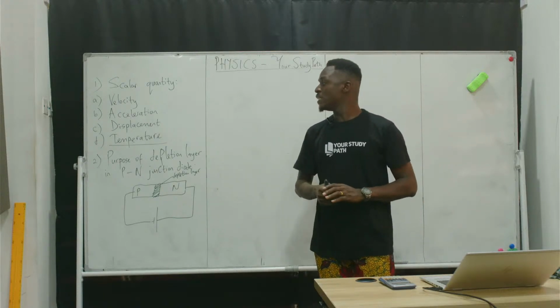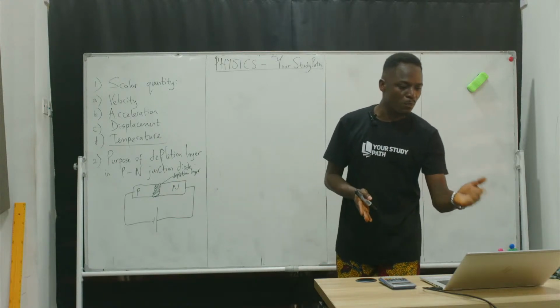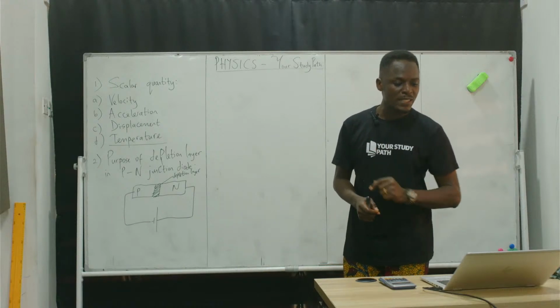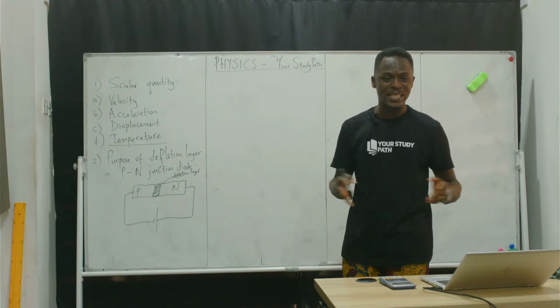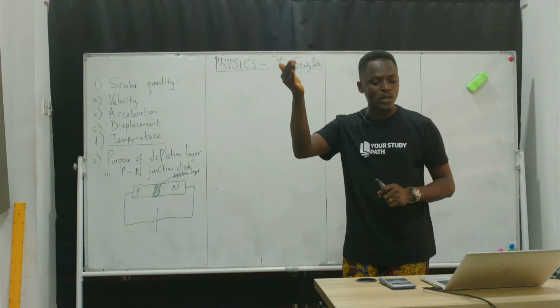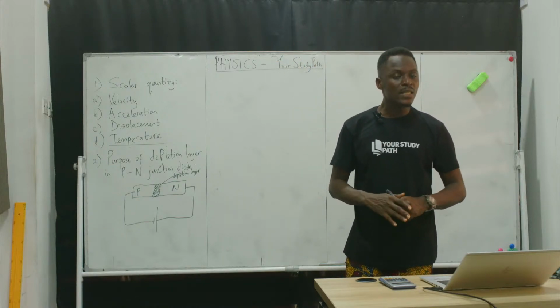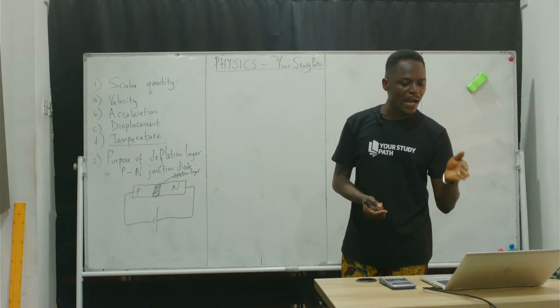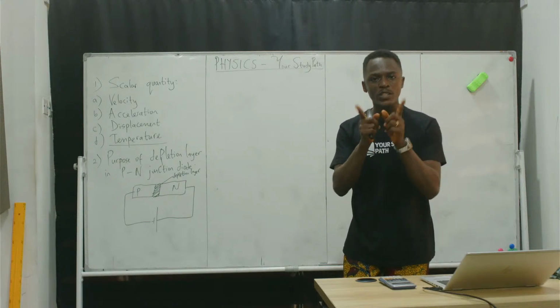The question here is: what's the purpose of the depletion layer? Is it to increase the diode current? Could it be to reduce the diode saturation current? Is it to create a potential barrier? Or is it to enhance the diode switching speed?